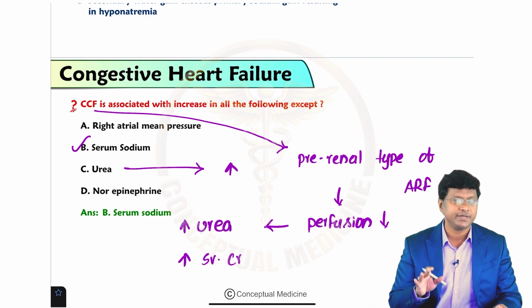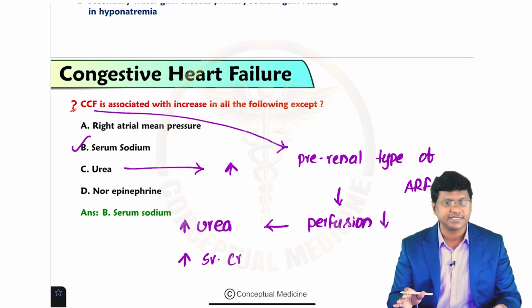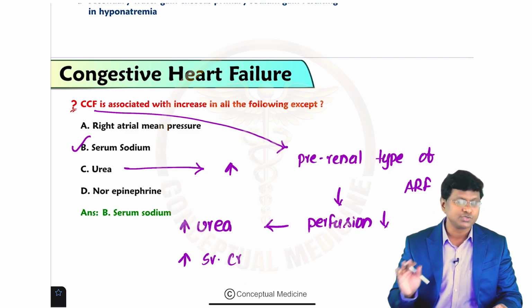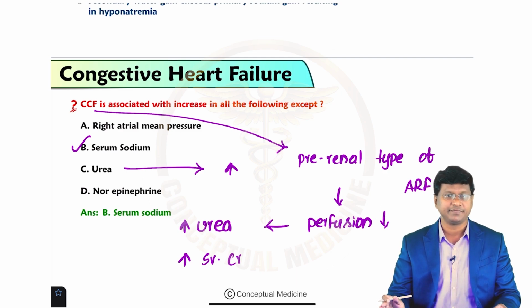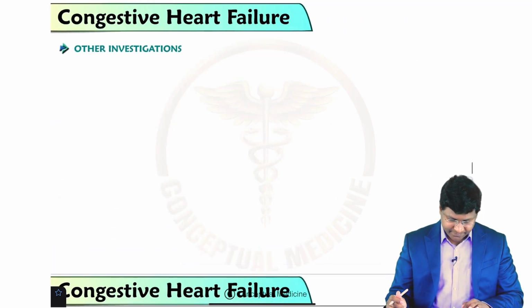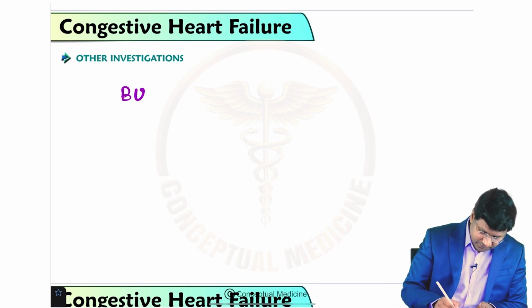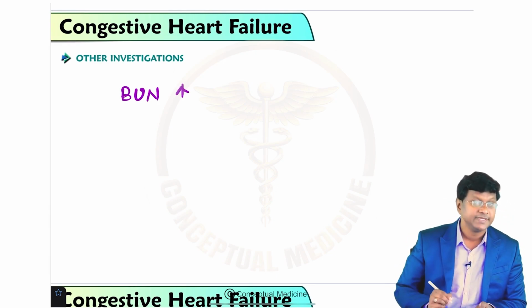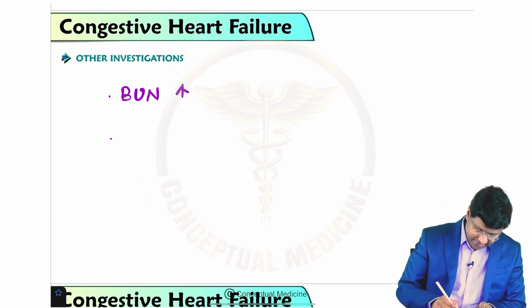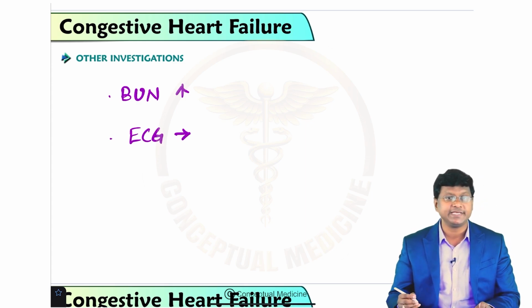So it is associated with increase in urea, increase in right atrial mean pressure, and also increase in norepinephrine. If you take the other investigations in patients with congestive cardiac failure, blood urea nitrogen will be elevated, and ECG is also very important. Now what is the purpose of doing the ECG?